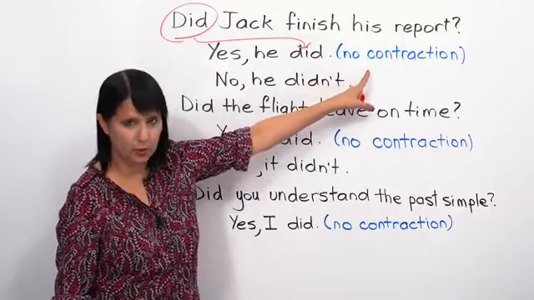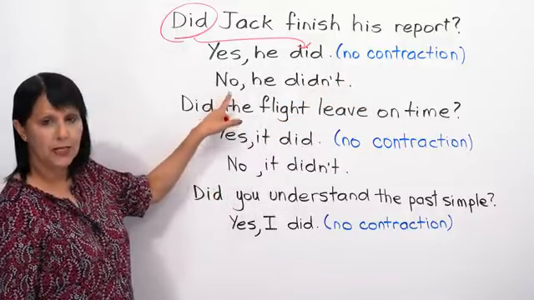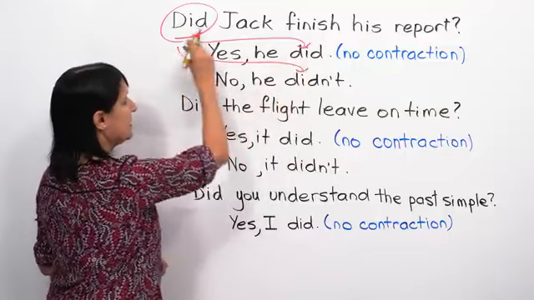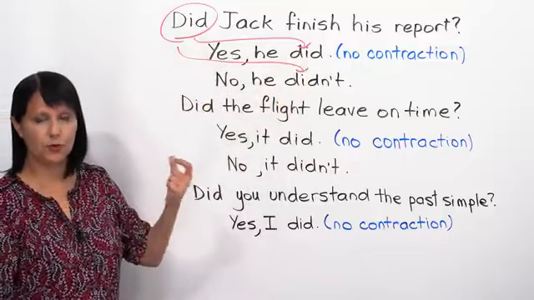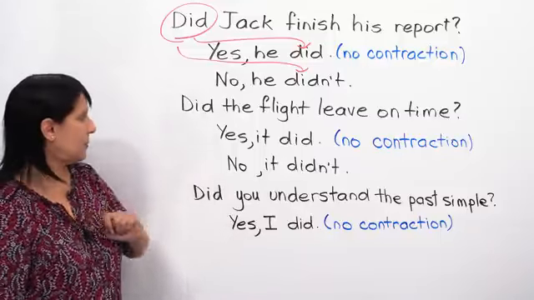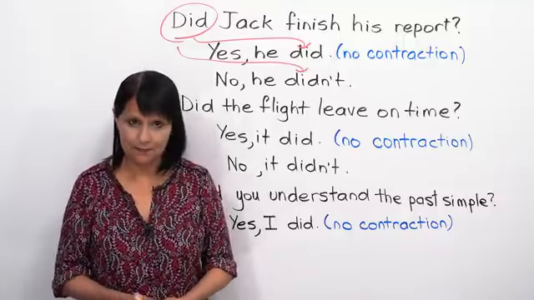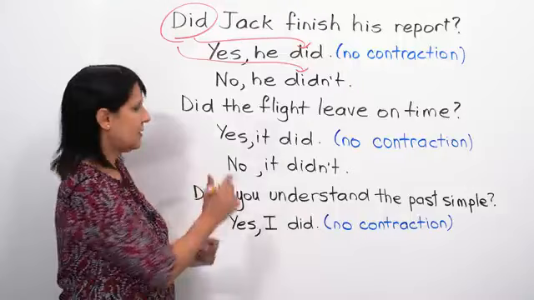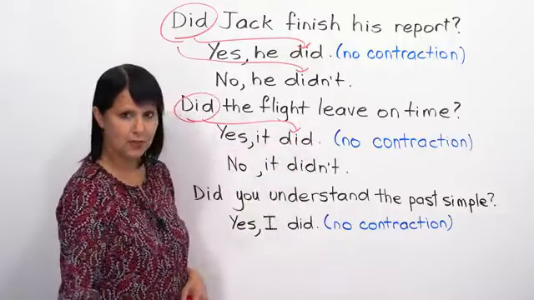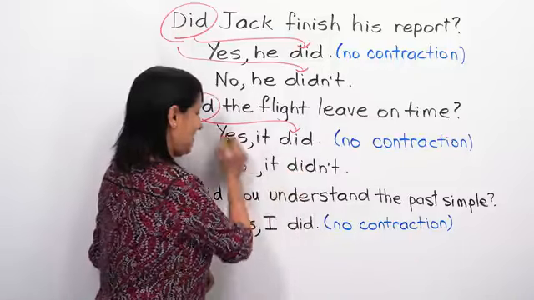And that cannot be shortened. No contraction allowed there. Or, no, he didn't. All right? And again, we get didn't from this did. All right? It's coming from there. So the way that the question is asked is the way you can answer. That will help you. The next question. Did the flight leave on time? Okay. Yes, it did. No contraction possible. Or, no, it didn't. All right?